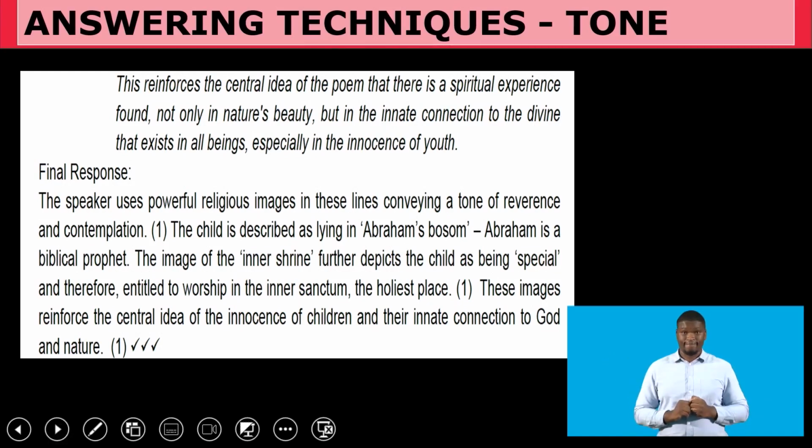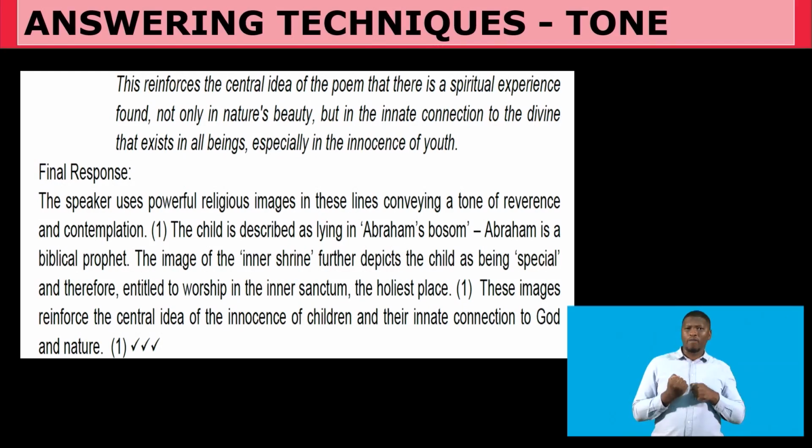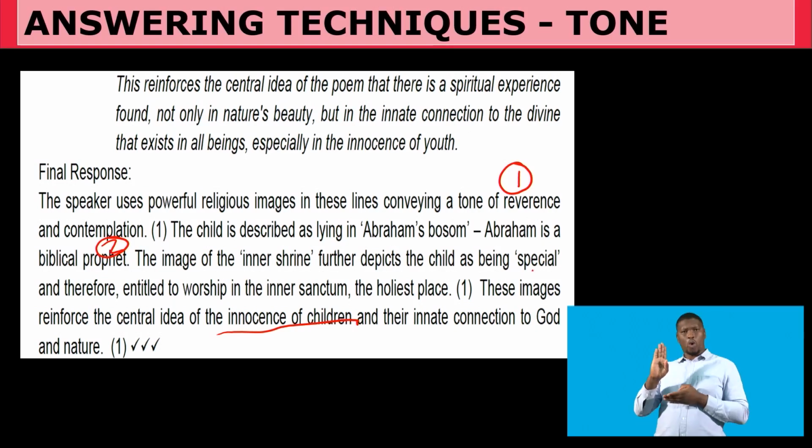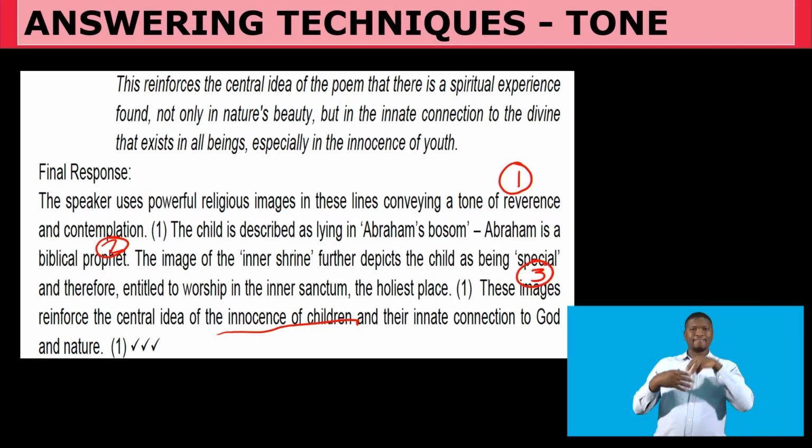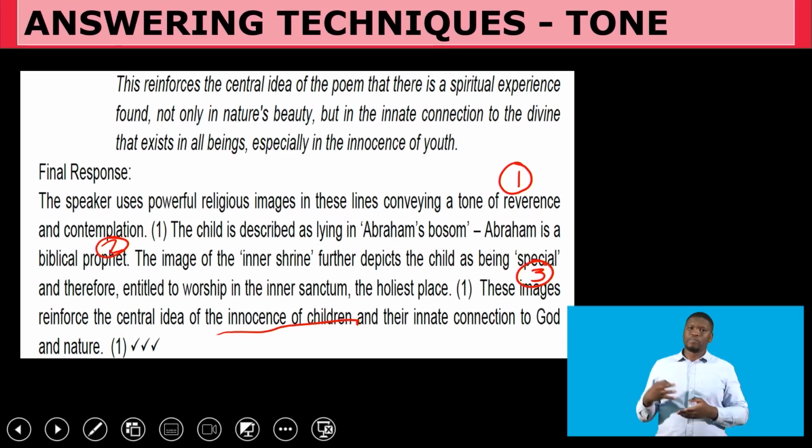The speaker uses powerful religious images in these lines, conveying a tone of reverence and contemplation. So this was the first step, identifying the tone. The child is described as lying in Abraham's bosom. Abraham is a special biblical prophet. Here we've used the diction. These images reinforce the central idea of the innocence of children and their innate connection to God and nature. And here we have understood the message of the poem. And in order to score those 3 marks, all 3 aspects of the question need to be answered.